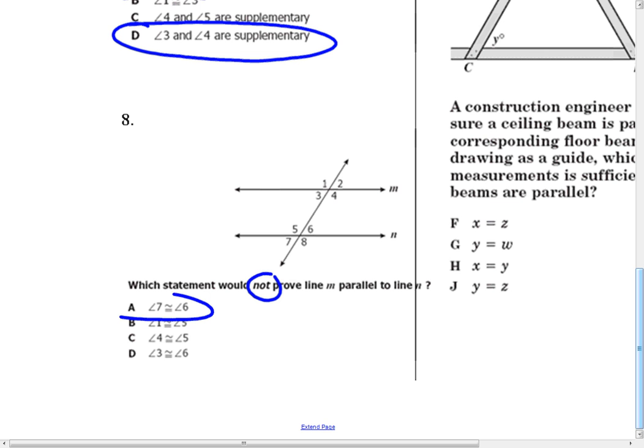Why wouldn't, our answer is A, why wouldn't A do this? Megan? You know, 7 and 6 only deal with line N. It's a true statement, but it doesn't tell us anything about line M.